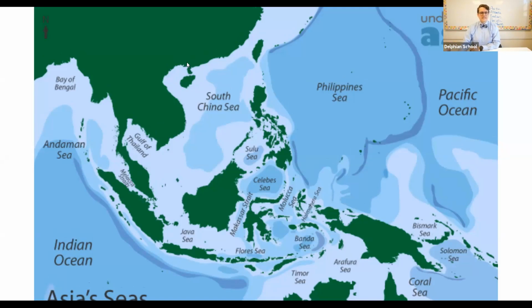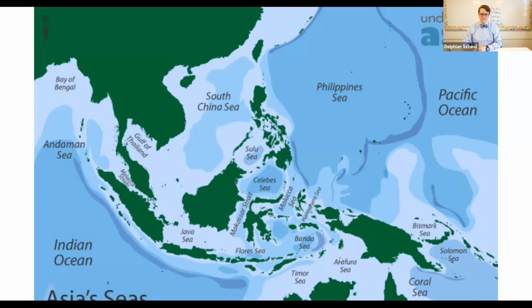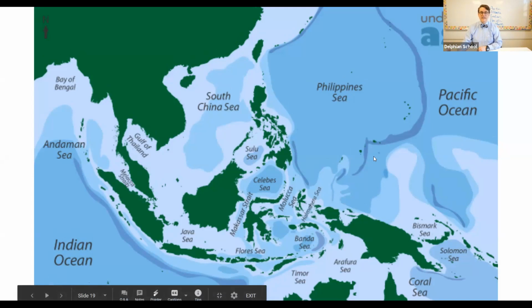So south of China, we have the South China Sea. All right, and up here we have the Philippine Sea and the Sulu Sea and the Java Sea and the Banda Sea and the Arafura Sea. These are some really cool names. There's a lot of people that live around in that area. It's nice, really warm water.